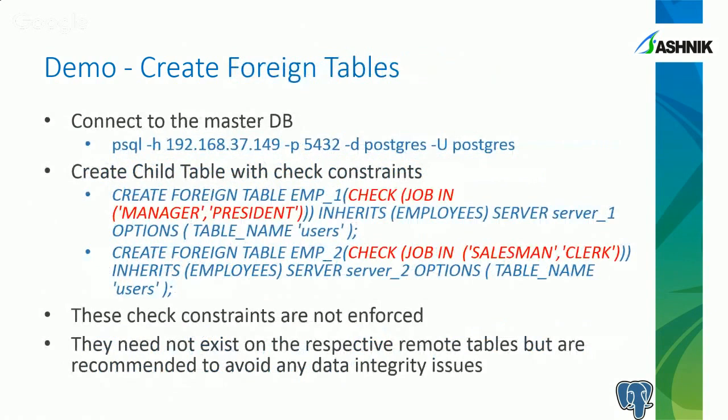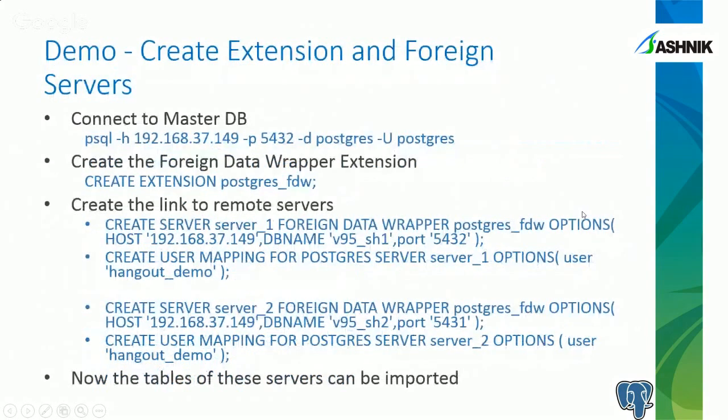Once that is done, I'm going to create a foreign table over here, and this foreign table has a check constraint. As you can see, I've got a check constraint on my foreign table, and it inherits the main table, which is on server 1. If you remember, in the very first step, I gave a name to my server, server 1, and the second shard was given a name, server 2.